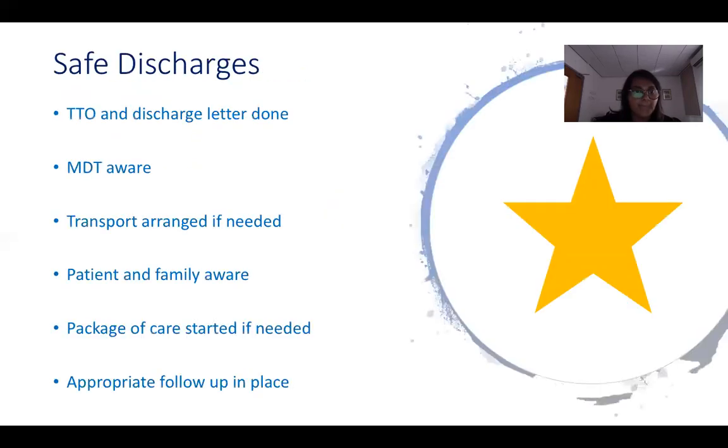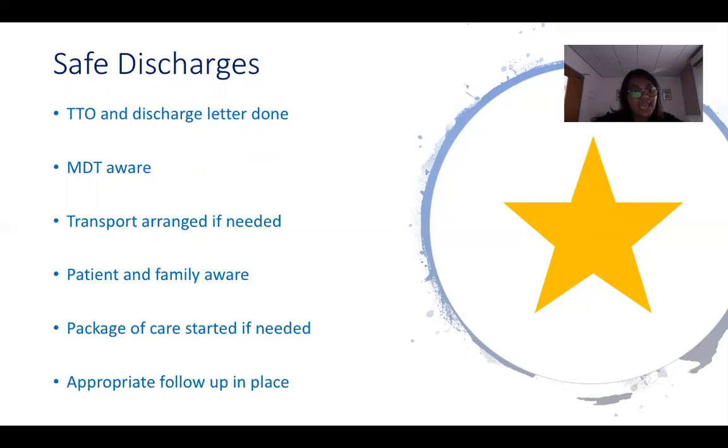Okay, so this is my final slide. Thank you for bearing with me. It was slightly longer than I anticipated, but I know I rabbit on a bit. But to summarise safe discharges, TTO and letter need to be done, okay? You know how to write these, you know what to include, and you know to do them in a timely manner. Make sure the MDT are aware, okay? So you would have had a meeting that day, some sort of discussion with physios, the nurses, the OTs, the social. Make sure everybody's on the same page. This patient is going home today, okay?